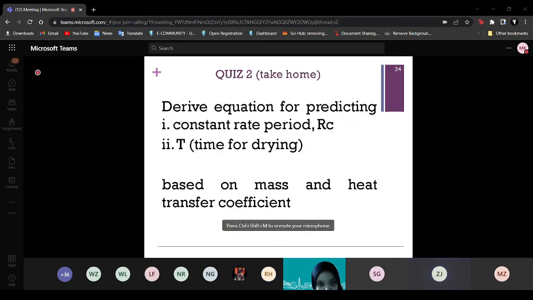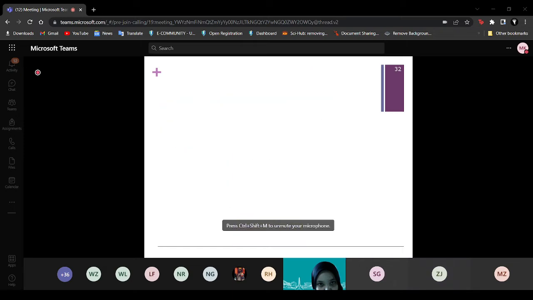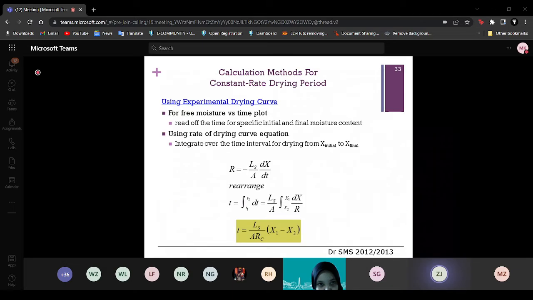Okay, once you know the rate of drying curve, now you're going to go to the calculation, of course. So how to calculate? Because you know that you have a constant rate period, and another one is the falling rate period. So both involve different equations. So now we're going to talk about the constant rate period only. Kita akan tengok dekat constant rate.